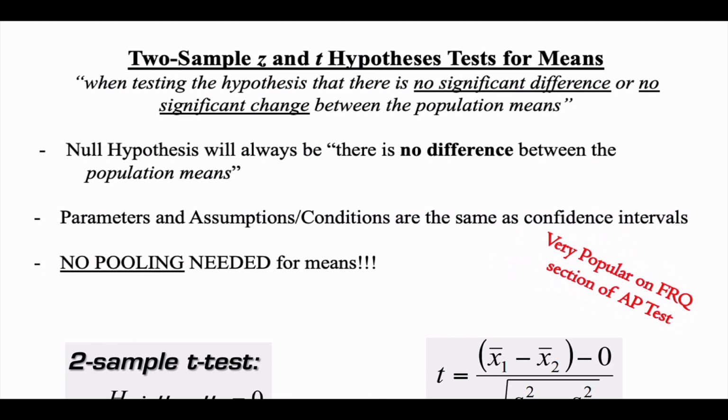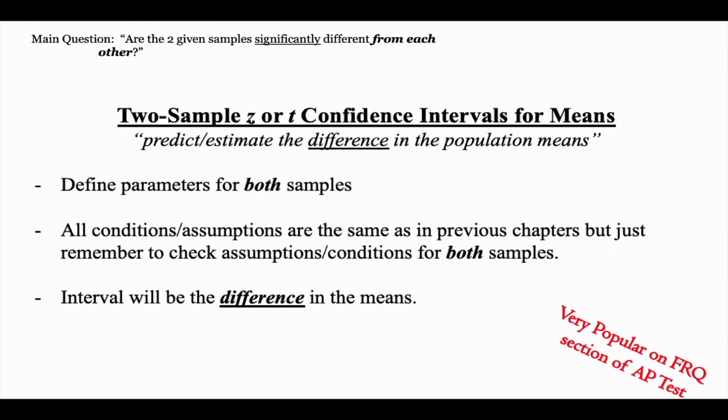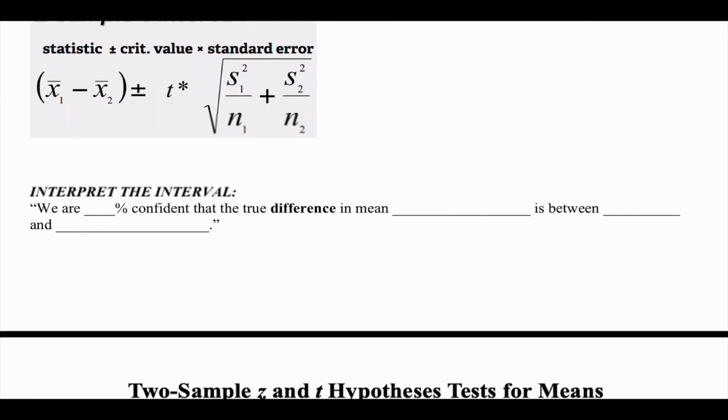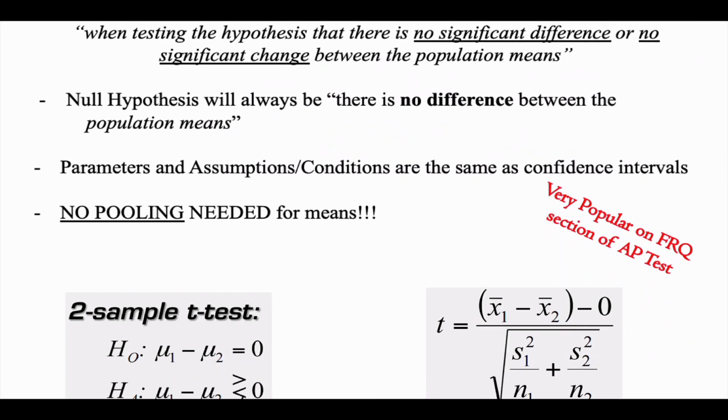Parameters and conditions are the same as confidence intervals. So it's the same three conditions we just did. No pooling is needed. You don't need to pool. So you always say no for means. The only time you do it is for two sample proportion tests. Again, both of these guys are very popular on tests for FRQs. Almost every FRQ you see for the last 10, 15 years that has to do with confidence intervals and hypothesis tests is two sample.